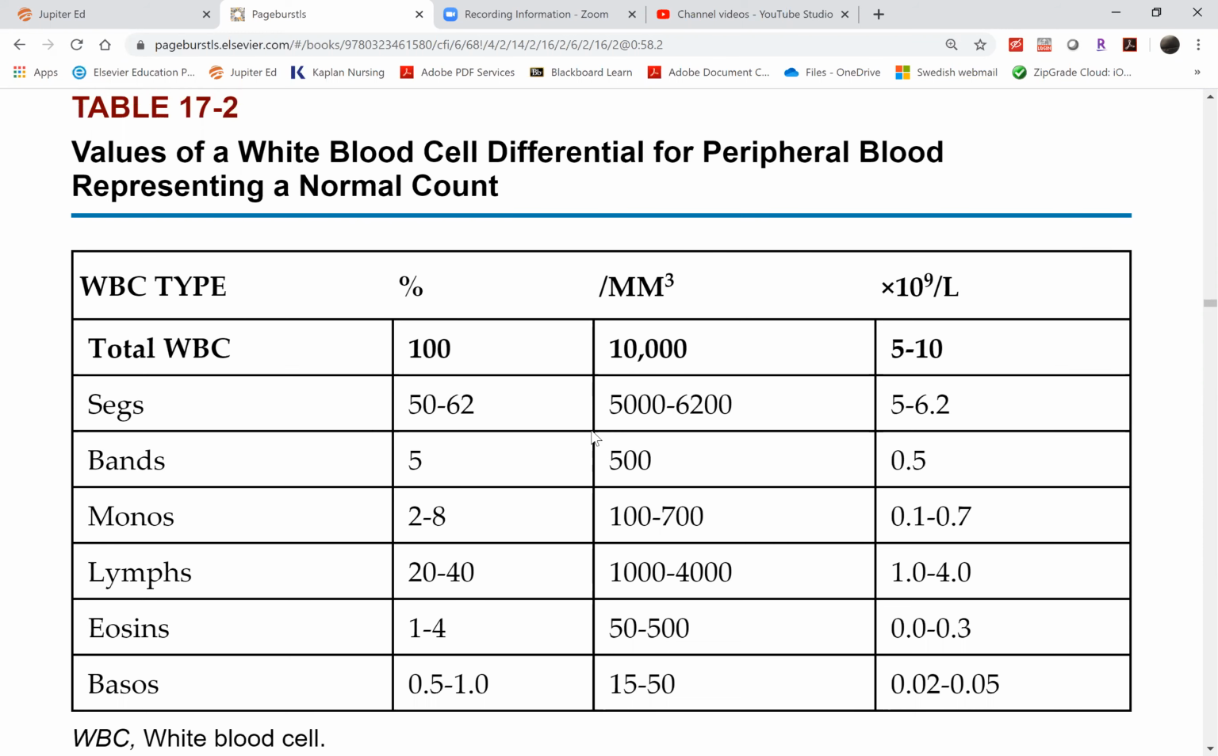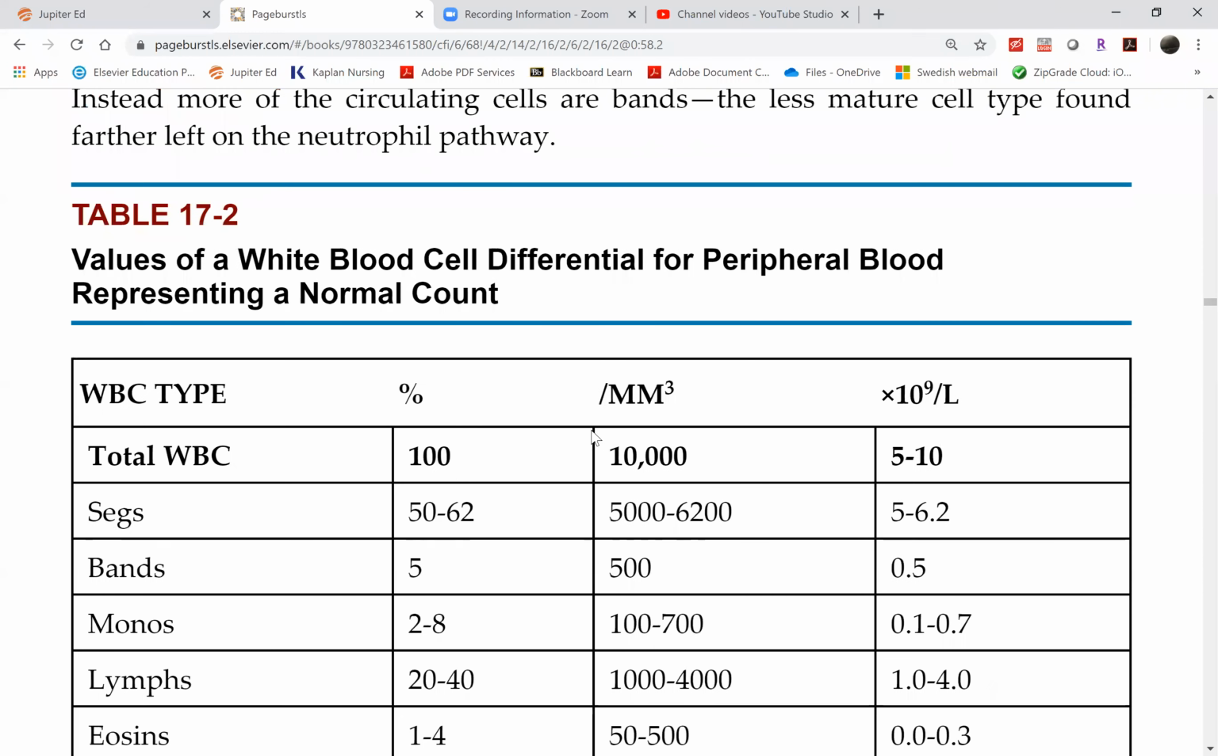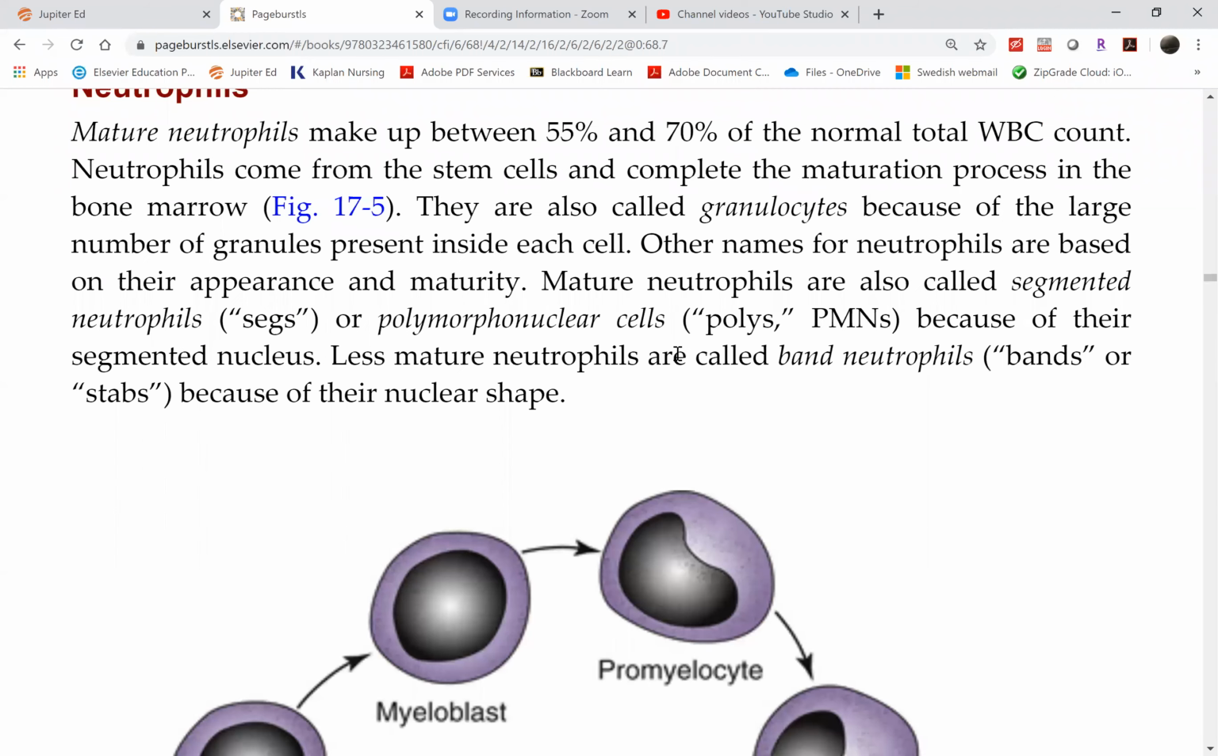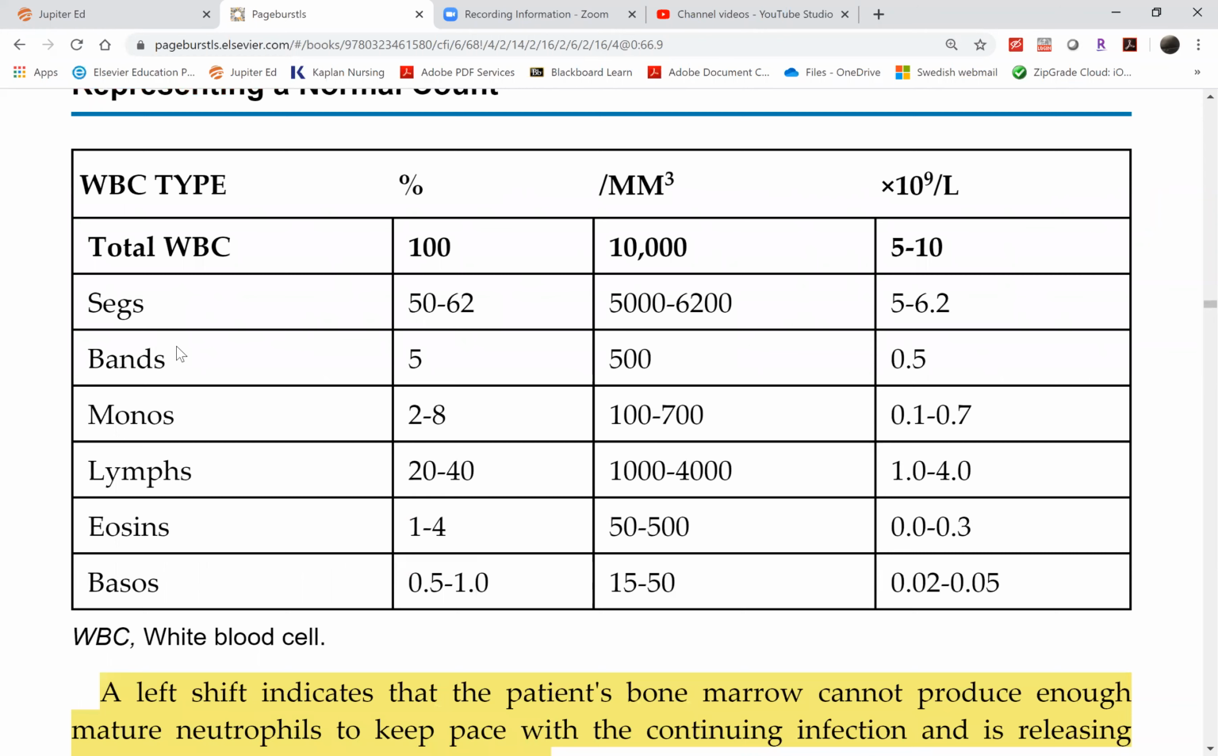It's also mentioned here. Neutrophils make up between 55 and 70% of your total white blood cell count. That's normal distribution. However, there are two types of neutrophils, as we mentioned before the break. There are segmented neutrophils, which are the mature ones, and then we have immature neutrophils, which are bands. Bands should only compose 5%, and the mature ones 50 to 62.